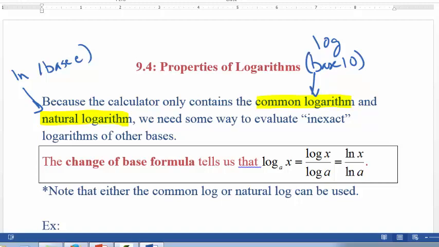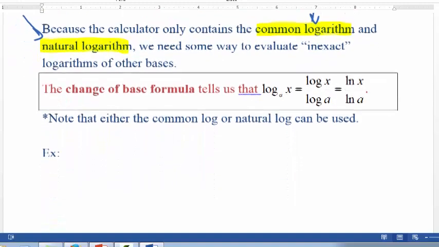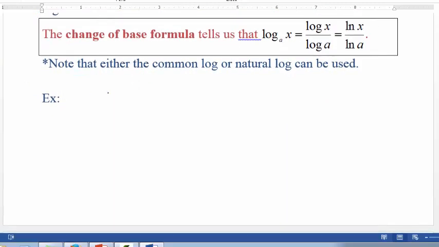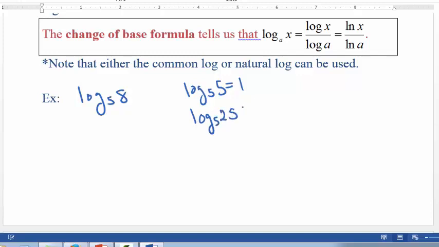So since those are the only two buttons on the calculator, we really need a way to evaluate logs of other bases. What do I mean by that? I mean something like, what is log base 5 of 8, for example? Because I know that log base 5 of 5 equals 1, and I know log base 5 of 25 equals 2. So you know that. But what you don't know is what is precisely log base 5 of 8.